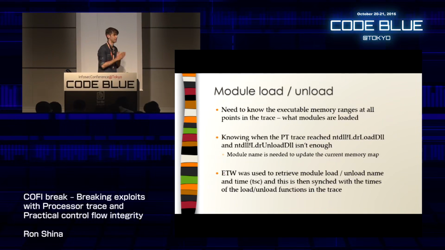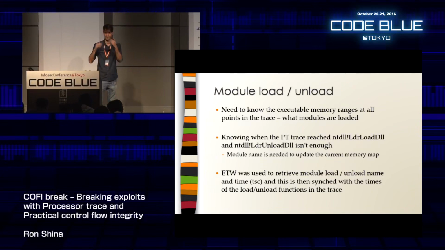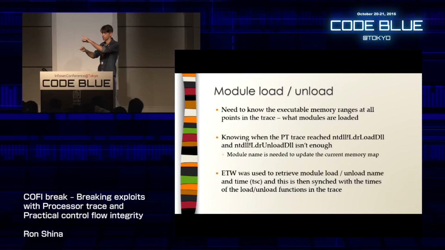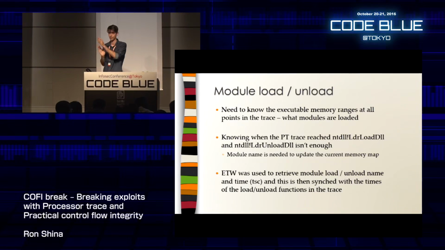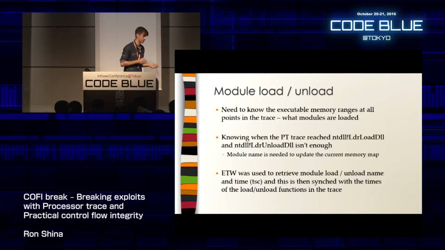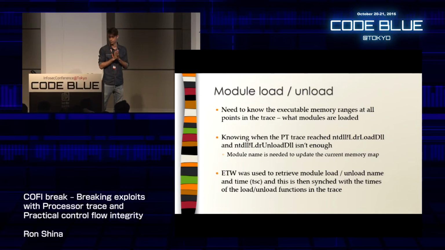But as I said, you always need the binary to get back the instruction trace, right? So you need to know which pages of the process, when you're going over the trace, are currently executable, right? Because you need to know whether calling them is legal or not. So you do need the module load unload information. Well, getting that from the Event Tracing for Windows is rather trivial, and we just synced those.